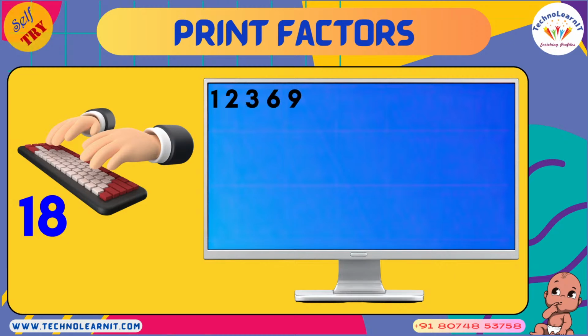18. What are the factors of 18? 1, 2, 3, 6, 9 and 18. These are the factors of 18. What are the factors of 7? Just 1 and 7. How did I decide that? I divide 7 by 1. Remainder is 0. So 1 is factor of 7. I go to the next number 2. I divide 7 by 2. But remainder is non-zero. The remainder is 1. Don't consider 2 as factor of 7.